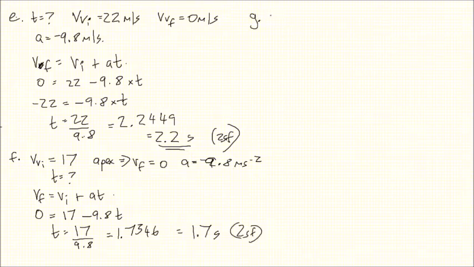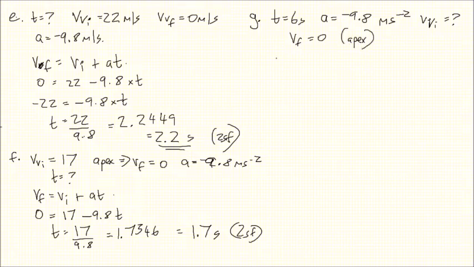G, if an object takes 6 seconds from launch to reach the apex of its flight, what was the initial vertical velocity? So again, we're not given the acceleration, but we know it's gravity, so negative 9.8 meters per second squared. We are given time as 6 seconds. We don't know our vertical initial velocity. What we mostly know is that the final velocity is 0 because it has reached the apex of its flight. That means it's not going up anymore, and it's not yet going down, so that's why the final velocity is 0.